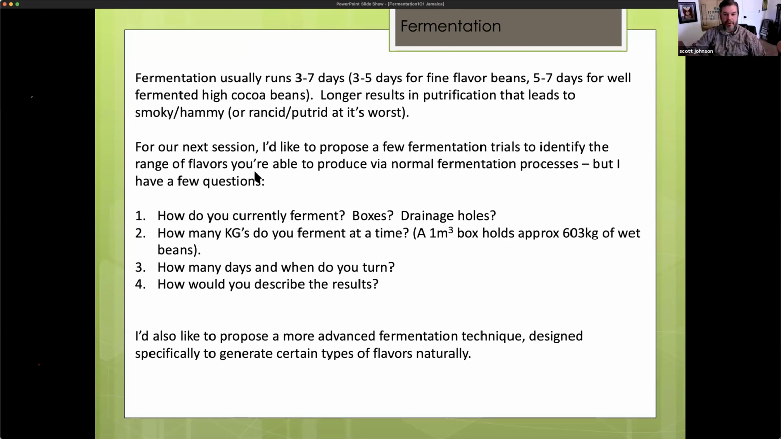So I know I'm speeding up here a little bit, but I'd like the next few minutes to be a little bit more conversational. If I'm going to come back on next Monday with a proposal to conduct some fermentation trials, what I'd really like to understand from you guys is to get a better picture of how you're currently fermenting. Are you using boxes? Are you using drainage holes? Are you using something else? How much do you ferment? Can you talk to me a little bit more about how you collectively are fermenting and what kind of results you're getting when you do your fermentations as you normally do them?